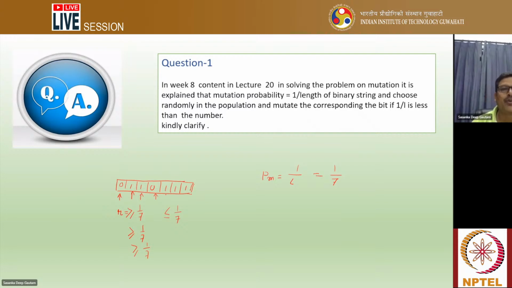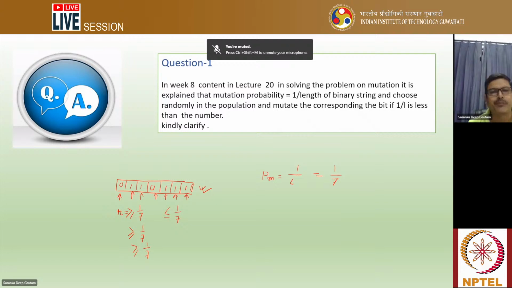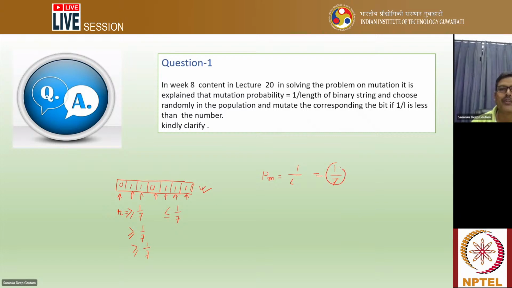That way I will go to the next bits and complete one string. That means that out of the 7 bits, 1 bit will be mutated. So we should consider a low value of mutation probability, a very low value. Ideally I can consider 1 by 7, which means 1 bit out of 7 will be mutated. This is the thumb rule, but you can also consider a mutation probability of 0.01, or 1% or 2%. That is also fine. I hope I could clarify your doubts on how to implement the mutation probability.